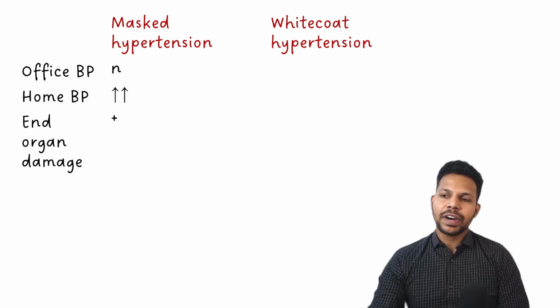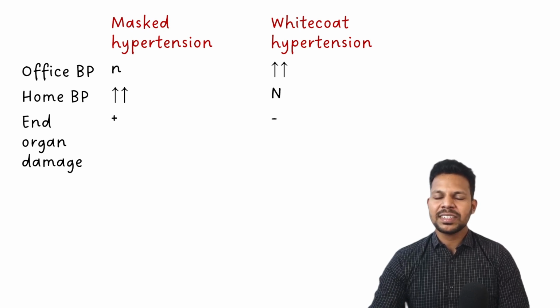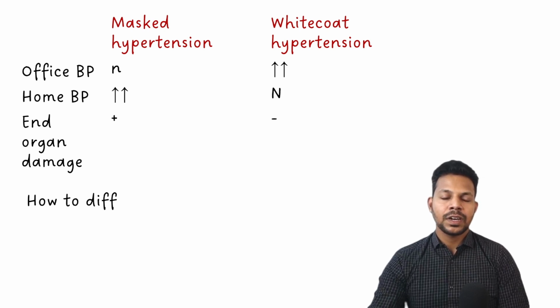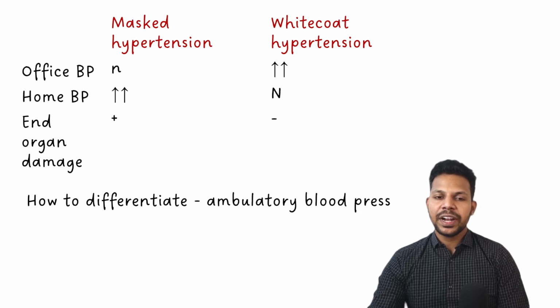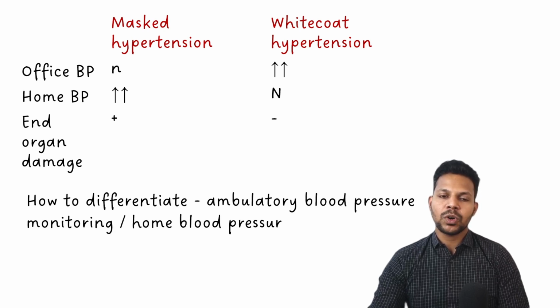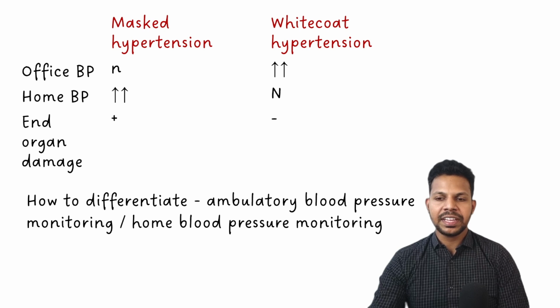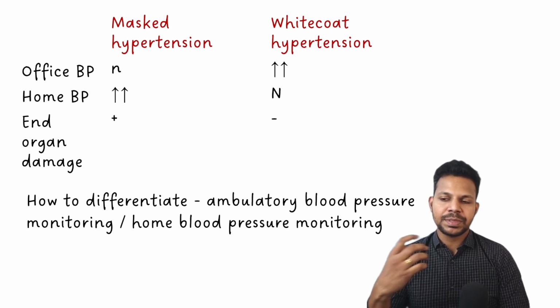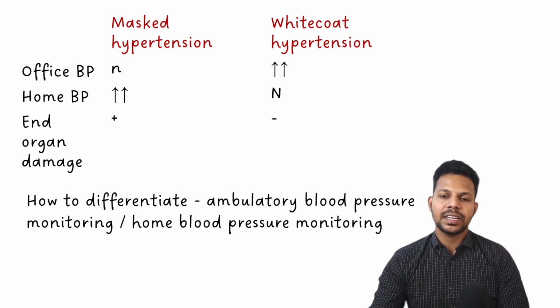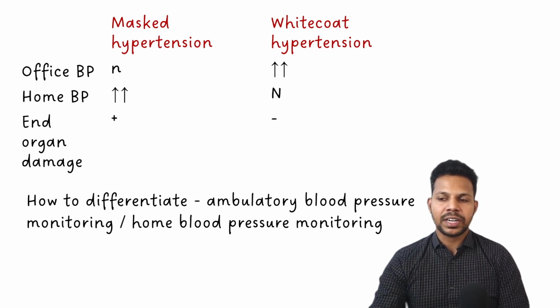In a patient of white coat hypertension, when the patient comes to you in the clinic, the blood pressure may be high, but it is usually normal at his home, and end organ damage is less likely in these patients. How would you differentiate between them? You can do an ambulatory blood pressure monitoring or home blood pressure monitoring, where a blood pressure monitor is attached to the body 24 hours a day, and thereby the changes in the blood pressure are recorded in the monitor.